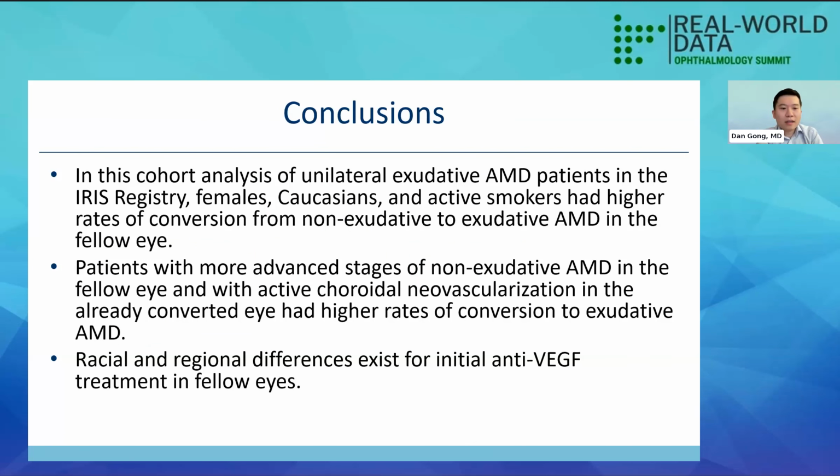So with this study, what we found is that females, Caucasians, and active smokers had higher rates of conversion in their fellow eye. And patients with more advanced stages of non-exudative AMD in the fellow eye and with active choroidal neovascularization in their already converted eye had higher rates of conversion as well. We also talked about some racial and regional differences. For our study, we actually didn't have information about insurance. This is just based on the IRIS registry data set that we had initially for this study. And so probably some of this might explain some of these racial and regional differences.